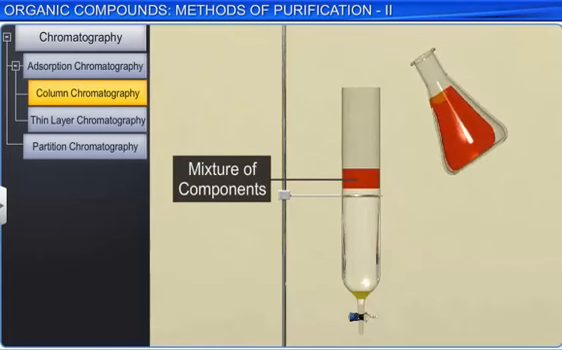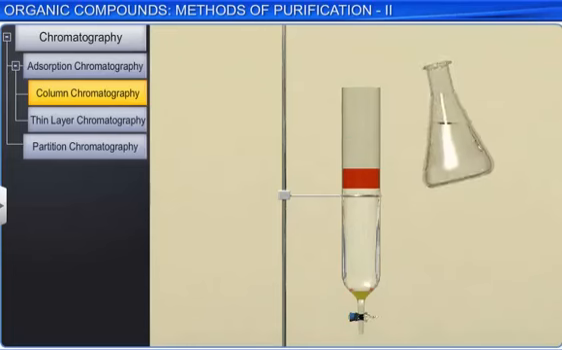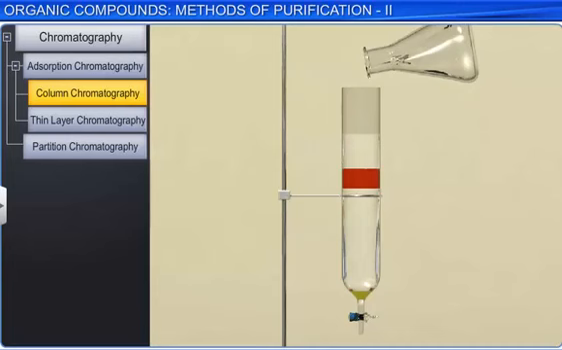An appropriate mobile phase or eluent, which is a liquid or a mixture of liquids, is allowed to run down the column slowly. During elution, the components in the mixture get eluted according to their adsorption strengths. The components which are weakly adsorbed are eluted first, and components which are strongly adsorbed are eluted later. Thus, complete separation of the components in the mixture takes place.